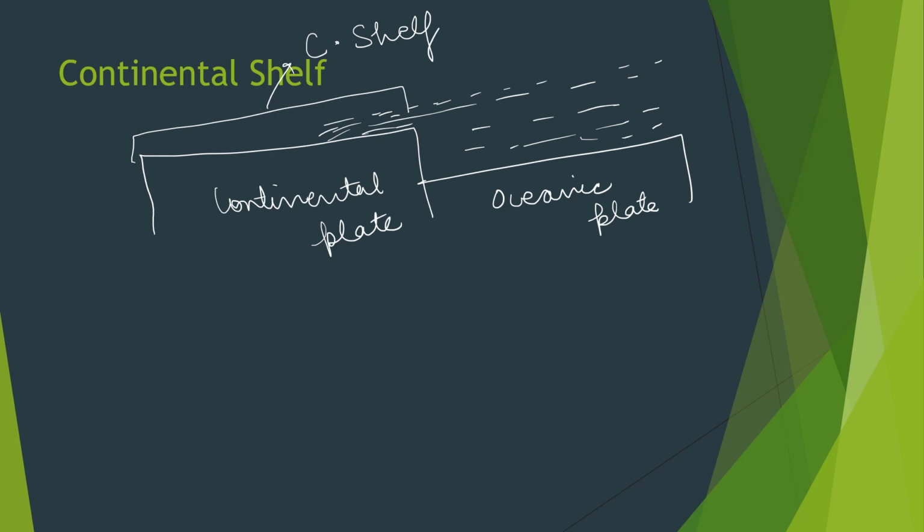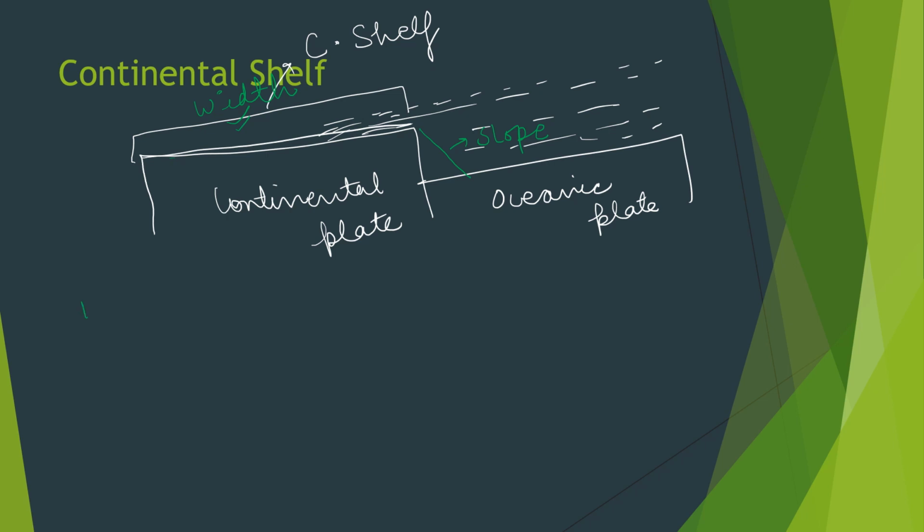It is gradual in nature. Its slope is not much steeper. The continental shelf is not much steeper. Its slope is gradual. But if we are going to see the continental slope, it would be steeper. Continental slope is steeper, but the shelf has a gradual slope. So this is the shelf. The width of the shelf varies from continent to continent.